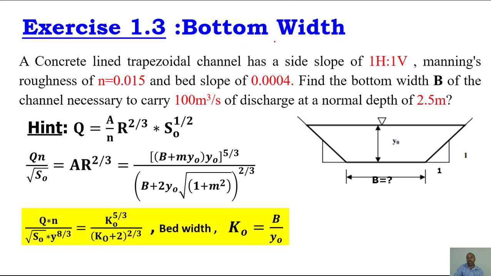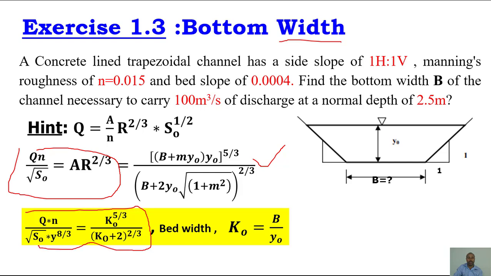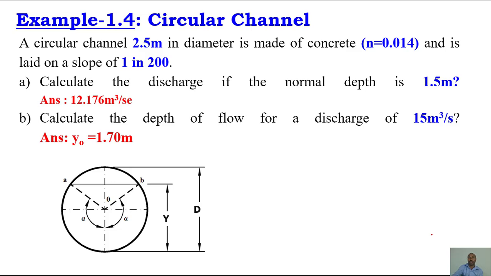Okay, the other exercise is the bottom width of the channel. Previously normal depth, now bottom width of the channel. So from section factor, you can approach this equation, or take this equation to compute the bottom dimension. Take out B over Y naught, then finally you multiply by this one. But try to find K naught using iteration. Okay, circular channel, I will proceed in the next slide.